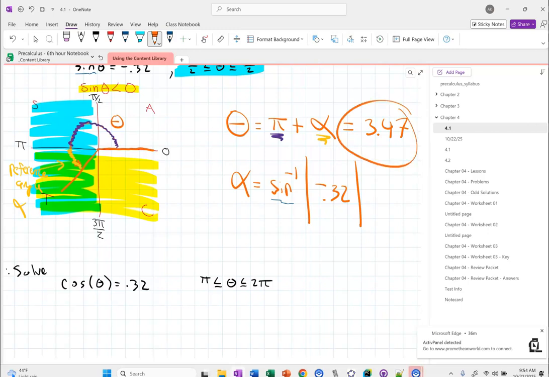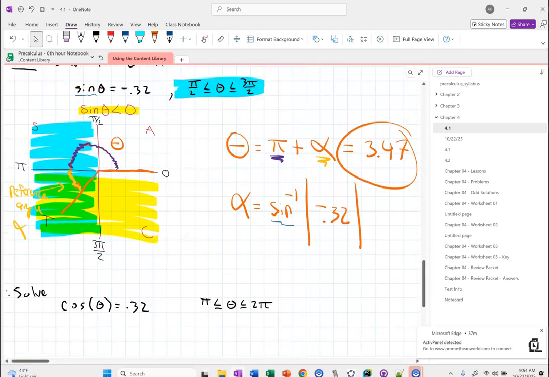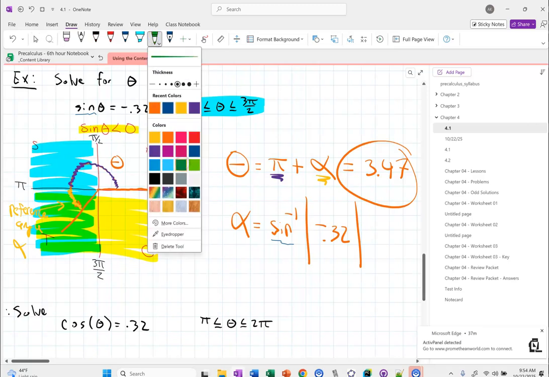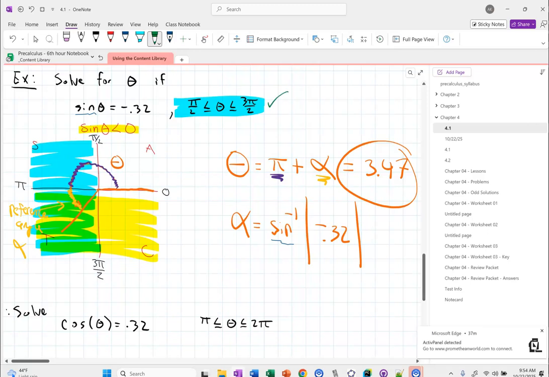That's our answer. Now, before we move on to the next problem, we should check our answer, right? That's a good idea. These are all eminently checkable. The check is two parts. The first part is, new color, I want to check to see that 3.47 is between pi over 2 and 3 pi over 2. Well, those are pi's and that's a decimal. I'm just going to go to my calculator, type in pi over 2 and 3 pi over 2 and see what I get.